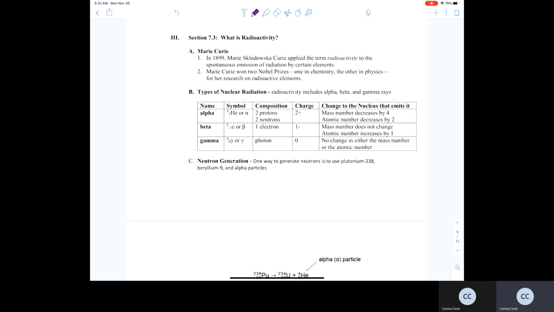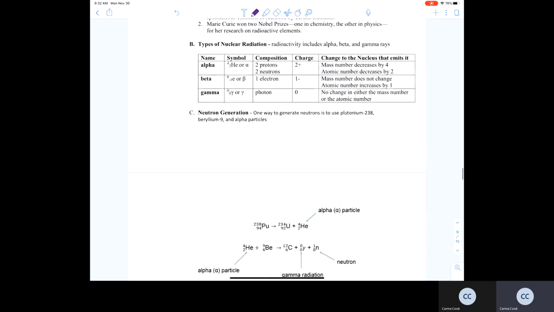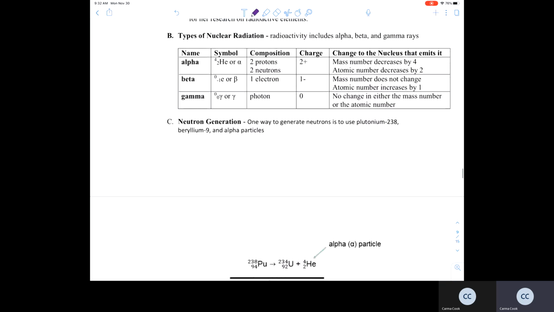What is radioactivity? Well, the pioneer of studying the radioactivity of elements was Dr. Marie Curie. She applied the term radioactivity to mean that it's a spontaneous emission of radiation that only certain elements have the ability to do. And so she won 2 Nobel Prizes for her work on radioactive elements, one in chemistry and the other in physics. And so she discovered that there are many different types of radioactivity.